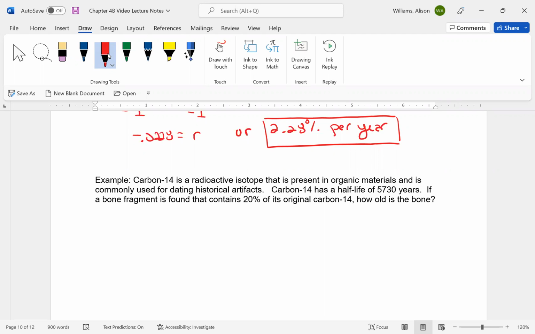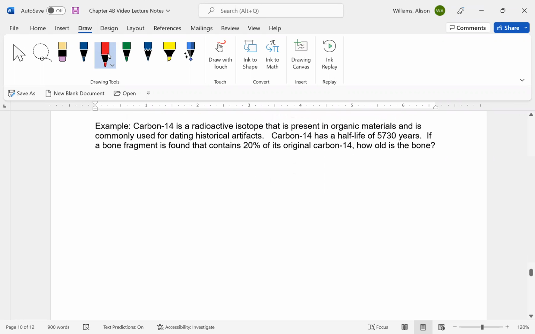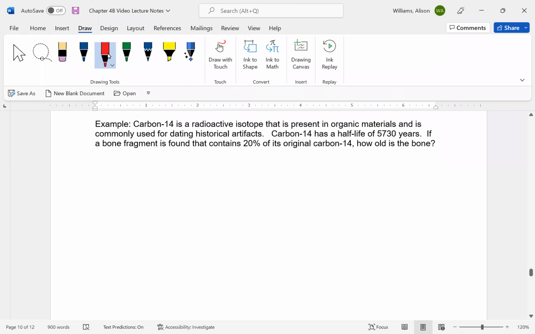All right. So in this example, if a bone fragment is found that contains 20% of its original carbon-14, how old is the bone?